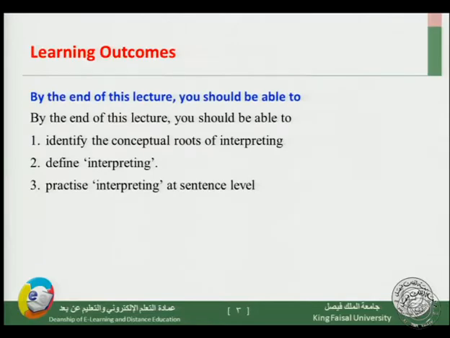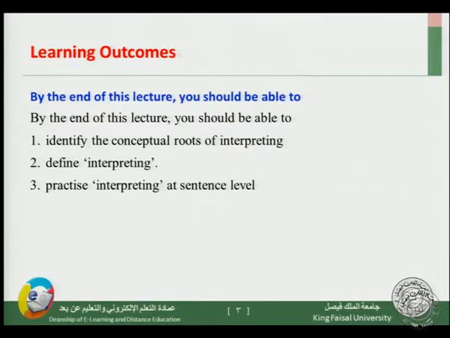Now, okay, look. For every lecture, I have mentioned some learning outcomes so that you ask yourself by the end of the lecture, am I able to achieve what I am supposed to achieve? Have I learned what I am supposed to learn?